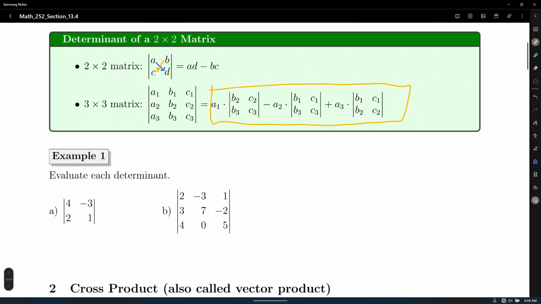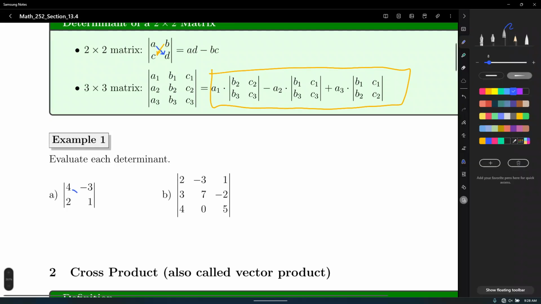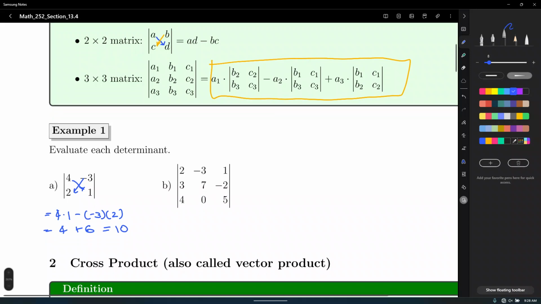Well, number one, let's evaluate each determinant here. So 4 times 1 minus negative 3 times 2. That's 4 plus 3 times 2 equals 6, which equals 10. So that's the result of evaluating this 2 by 2 determinant.